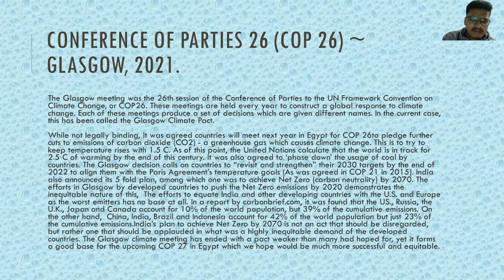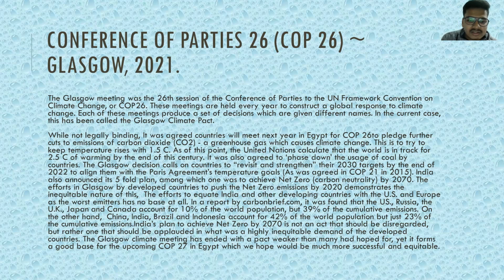While not legally binding, it was agreed countries will meet next year in Egypt for COP27 to pledge further cuts to emissions of carbon dioxide, CO2, a greenhouse gas which causes climate change. This is to try to keep temperature rises within 1.5 degrees Celsius. As of this point, the United Nations calculates that the world is on track for 2.5 degrees Celsius of warming by the end of this century. It was also agreed to phase down the usage of coal by countries.